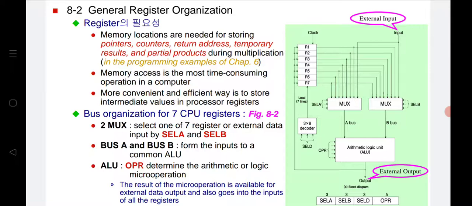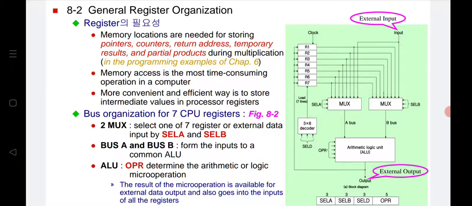Now, coming to the bus organization for seven CPU registers. Here I am using only 7 registers. For these 7 CPU registers, we are going to see what bus organization is available. So we are using 2 MUX, which select one of my 7 registers or external data input by select A and select B.